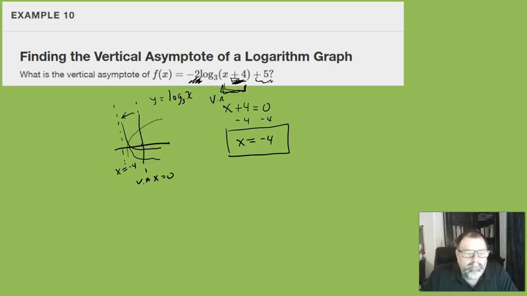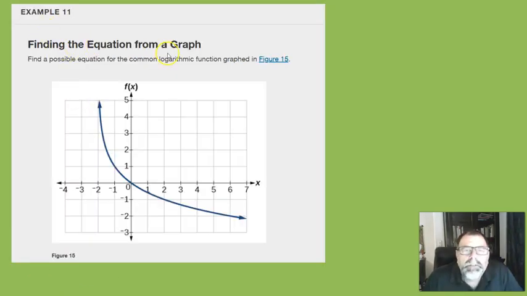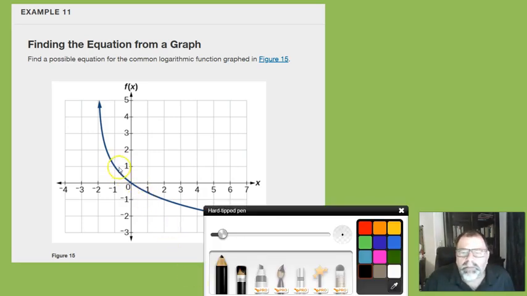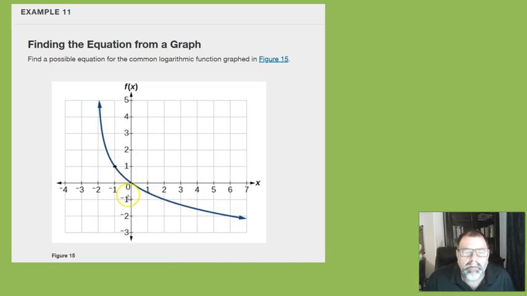Example 11, find the equation from a graph. Find a possible equation for the common logarithmic function graph. Remember, the common log is base 10. So let's find some points on here. We've got negative 1, 1. We've got 0, 0. We've got 2, negative 1.